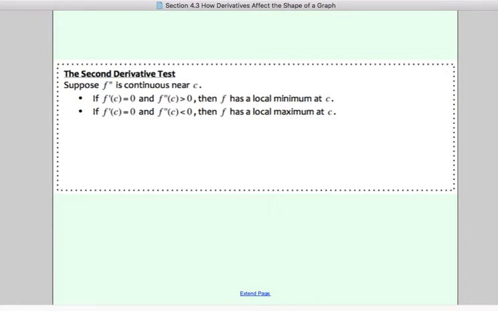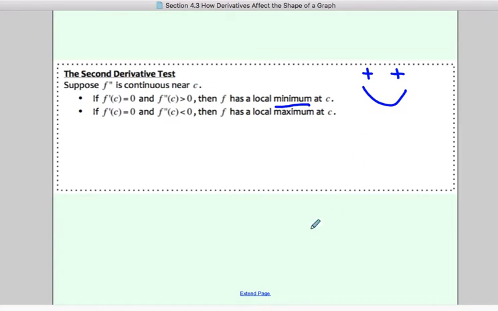All right. Second derivative test. Okay. So it says, suppose f double prime is continuous near c. If you find your critical points, and then you plug your critical point into your second derivative and it's greater than 0, okay, that means there's a local minimum. Okay. Why would this be? Well, if my second derivative, it's concavity, we are positive and positive, means we are concave up.